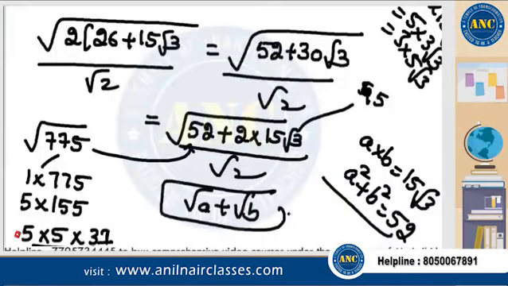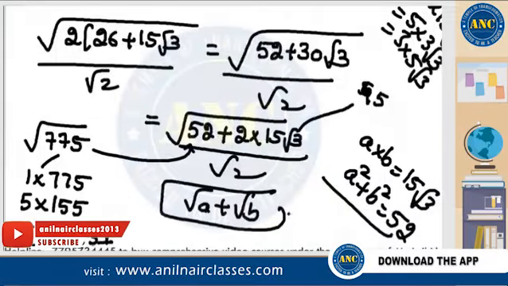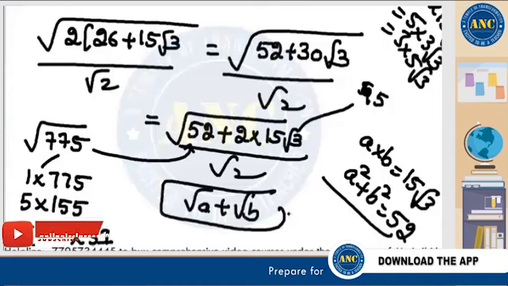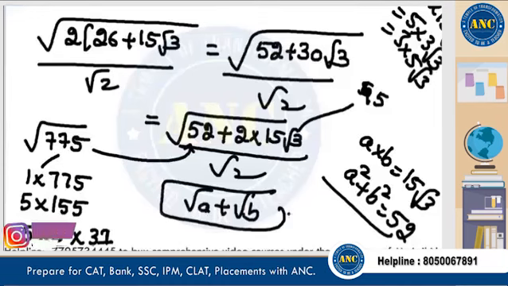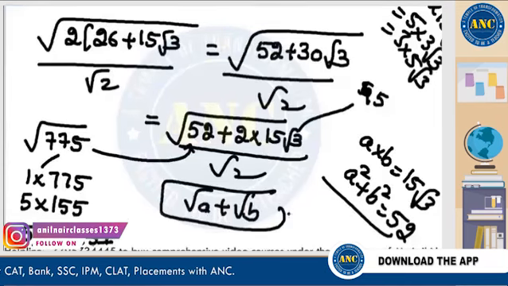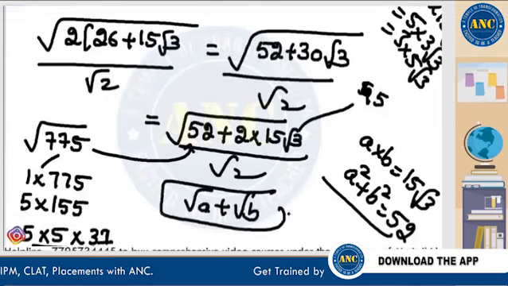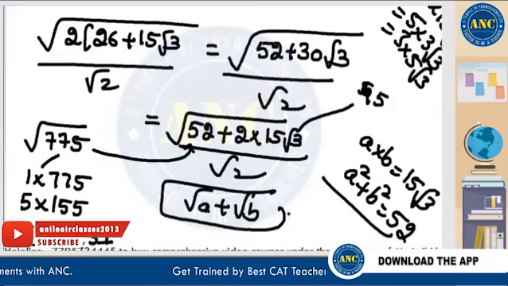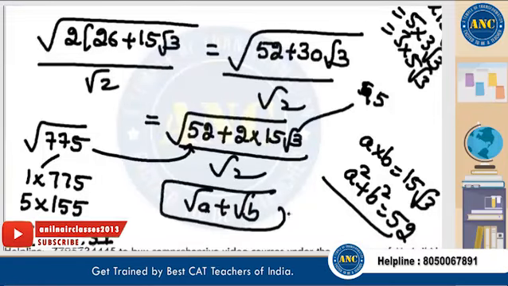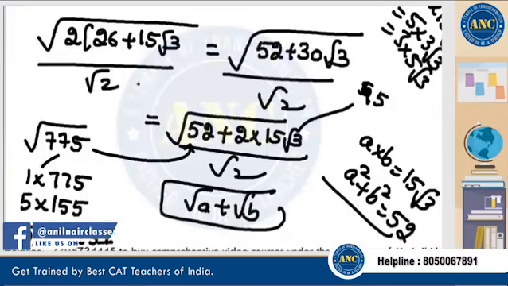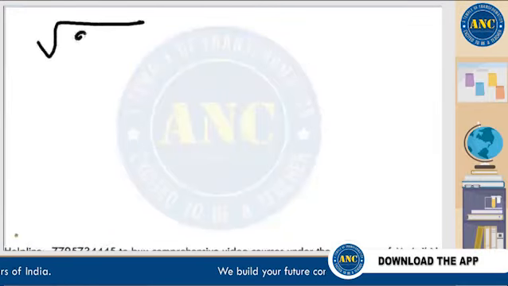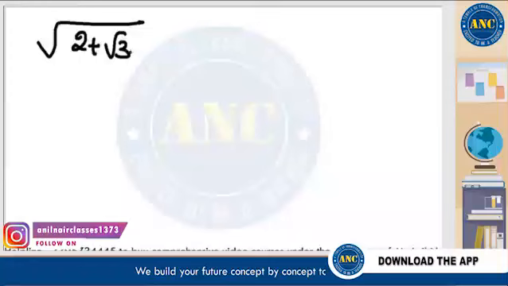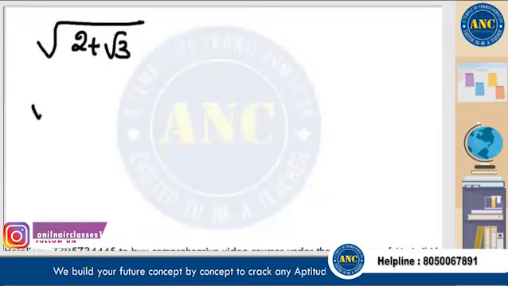I hope the concept is clear, right, sir? Concept is clear? Any doubts? Prashant, you want me to discuss another question? I will discuss another question. Root of, please write down. Root of 2 plus root 3, approximate value. I hope I wrote the logic. I hope you can take care.